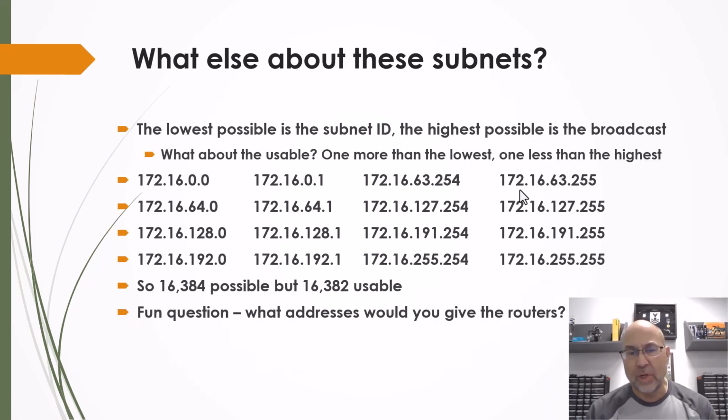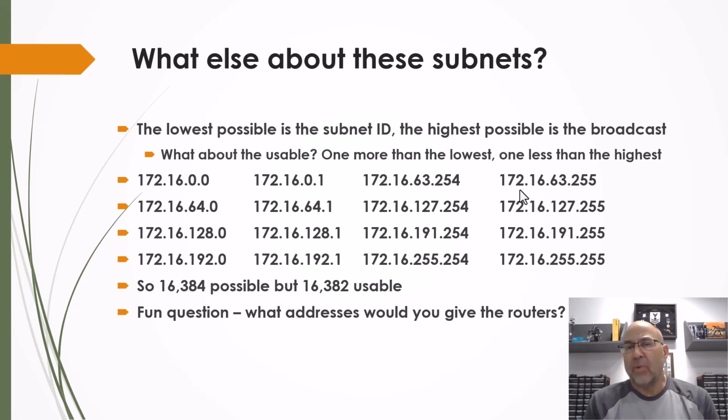Well, what else do we know about these subnets? We just filled in all zeros for the host portion, and then we filled in all ones in the host portion. And what that did was it gave us the subnet ID and the broadcast addresses, right? The lowest possible and the highest possible, the subnet ID and the broadcast ID. Now, all the rest of the addresses in the subnets are going to be assigned to hosts. They're going to be the unicast addresses for hosts.